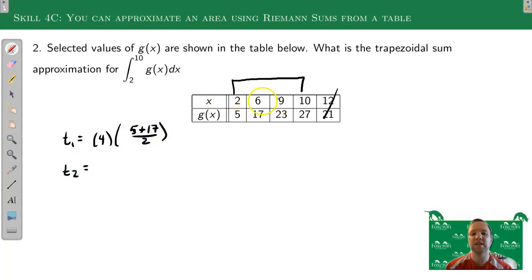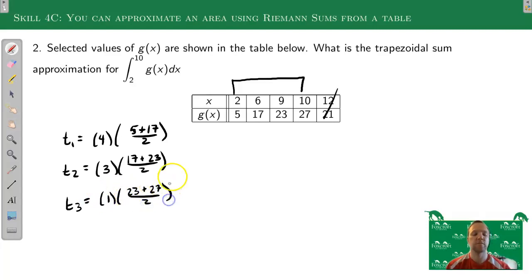My next trapezoid is from 6 to 9. That's a width of 3. The left-hand side is 17. The right-hand side is 23, over 2. And my last trapezoid, 9 to 10, is just a width of 1. And the left side plus the right side, over 2.